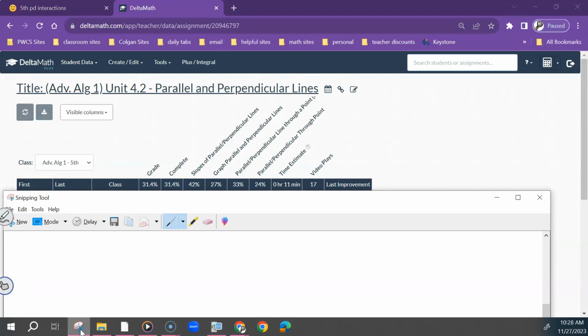As a reminder, your parallel and perpendicular lines Delta Math assignment was due on Tuesday of last week. And you guys did not meet the 50%. You can still do it. Make sure you do it and email me that you have done it. Just make sure it gets done.